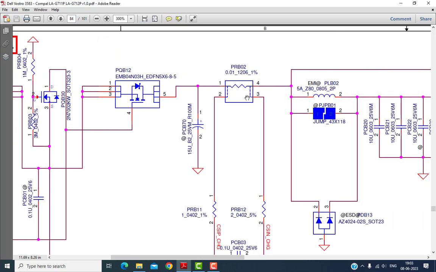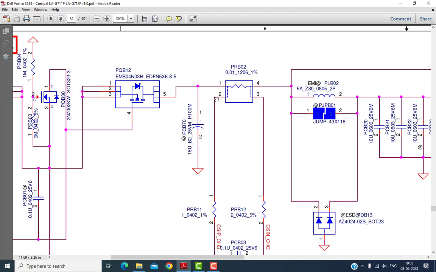This resistor is called the current sensing resistor, and the value of this resistor is 0.01 ohm. This value is very negligible, below 1 ohm. And what is the use of this resistor? The use of this resistor is simply to sense the current, meaning how much current is passing through the circuit. It is just checking the current.